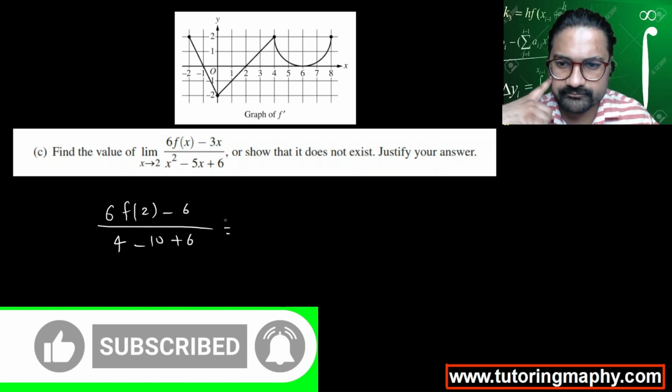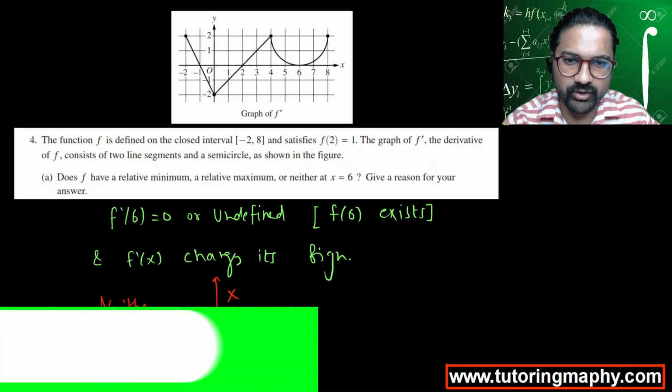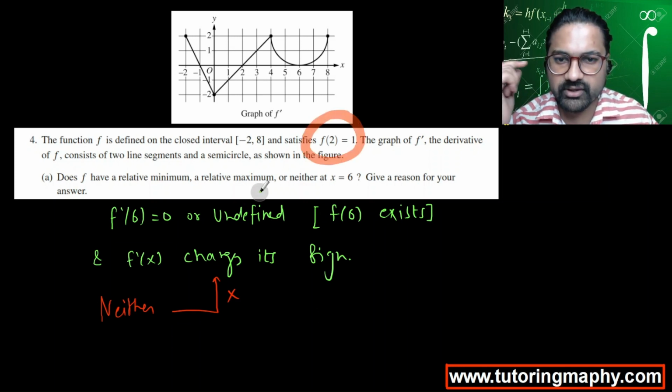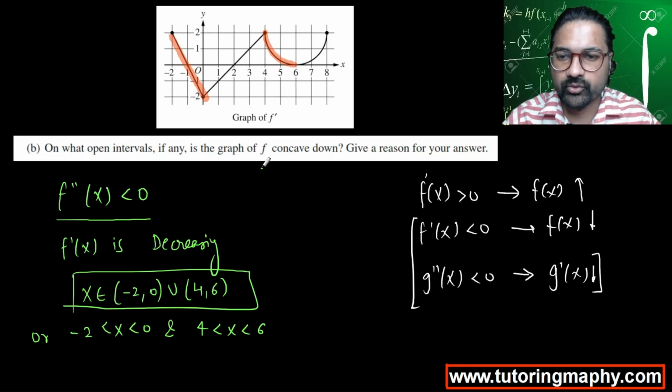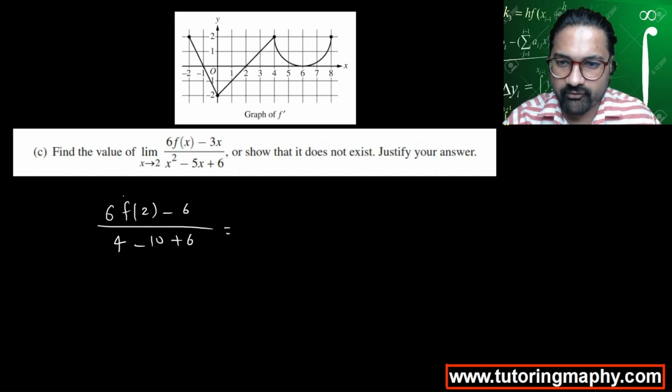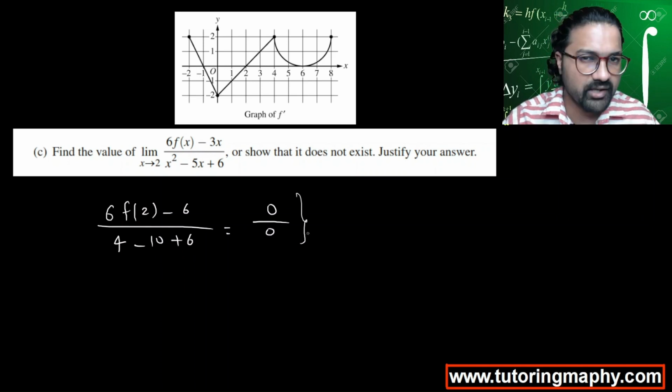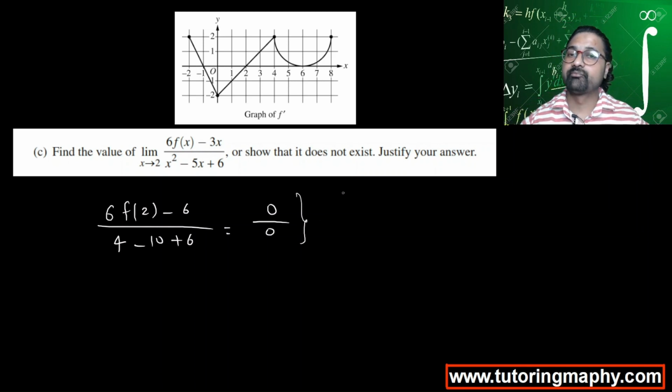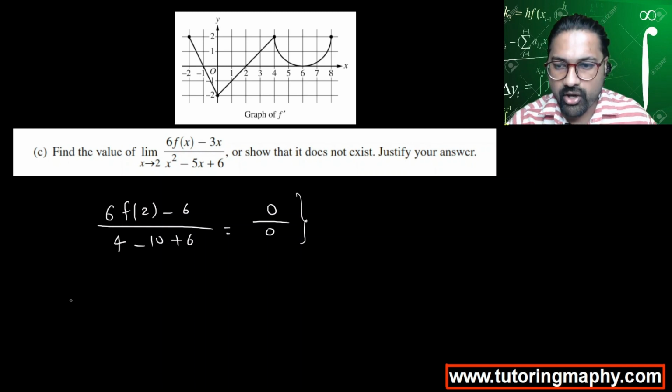What is f of 2? I think that's given in the question. There you go, I will highlight it. f of 2 is 1. So I'm going to place f of 2 as 1. 1 times 6 is 6, and 6 minus 6 is 0. And 6 plus 4 is 10, 10 minus 10 is 0. So that's 0 over 0, which is an indeterminate form. And remember a very important, very effective method we can use to evaluate 0 over 0 or infinity over infinity form. That is L'Hopital's rule.